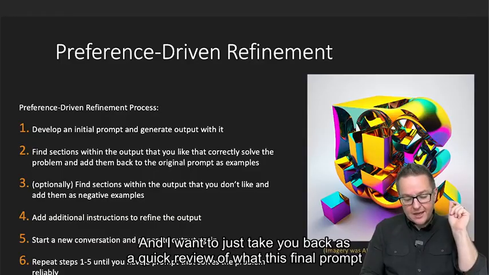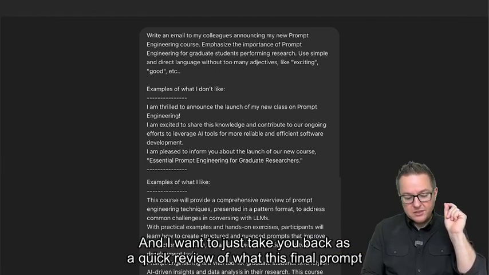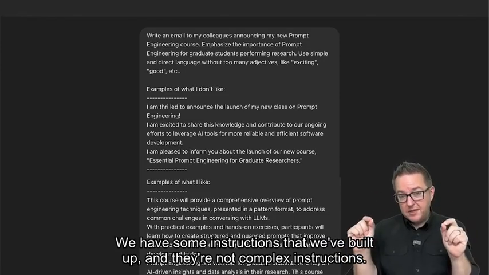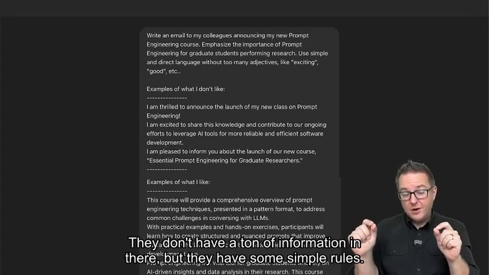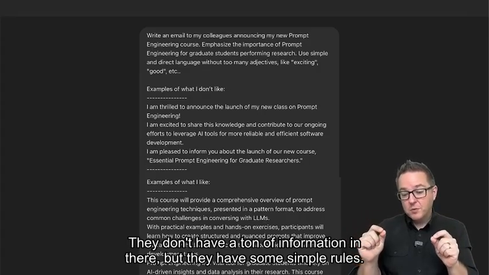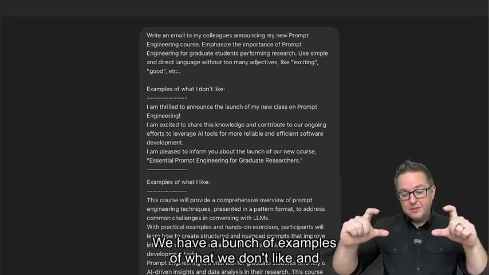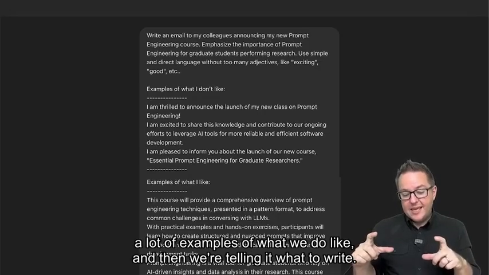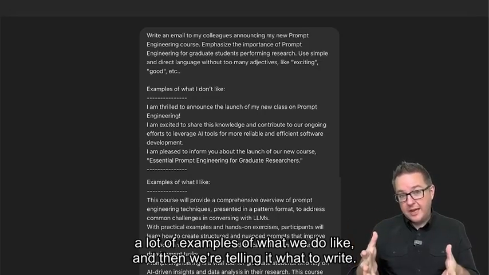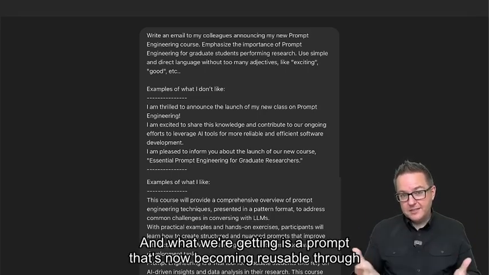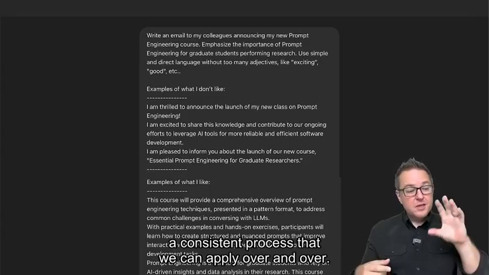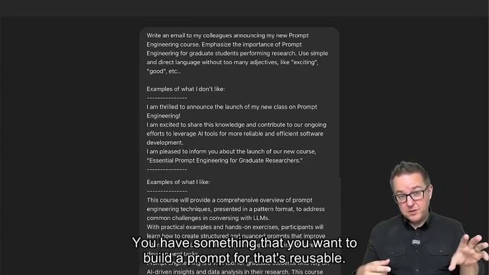And I want to take you back, as a quick review, to what this final prompt looked like. We have some instructions that we've built up, and they're not complex instructions. They don't have a ton of information in there, but they have some simple rules. We have a bunch of examples of what we don't like and a lot of examples of what we do like, and then we're telling it what to write. And what we're getting is a prompt that's now becoming reusable through a consistent process that we can apply over and over.